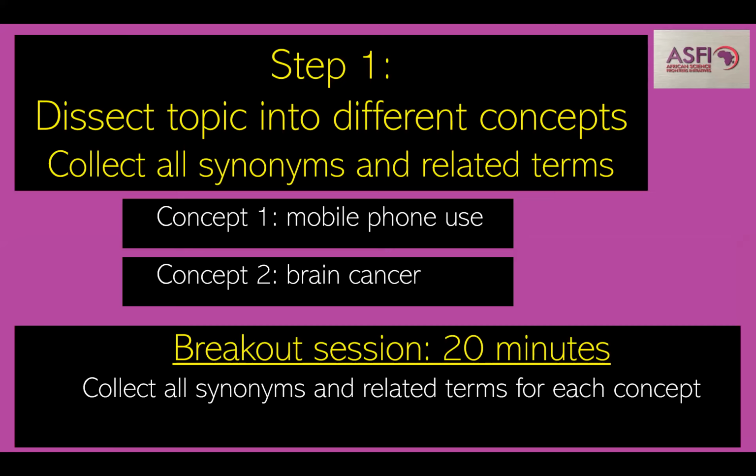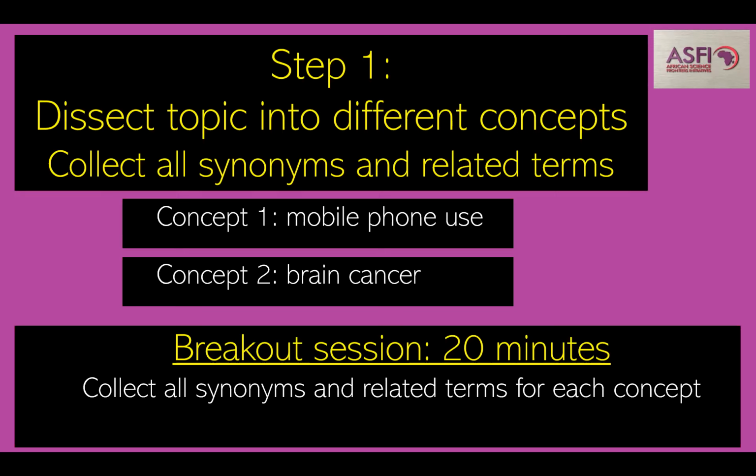When you dissect these topics, the next thing you do is collect terms, synonyms of those concepts, terms that describe them, abbreviations, and so on and so forth. So for mobile phone use, we are going to collect all the terminologies that are used to define this phenomenon, this concept. And then for concept number 2, brain cancer, we also find terminologies that are used to define it.